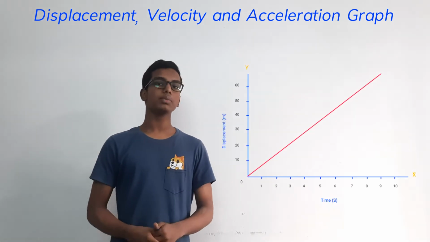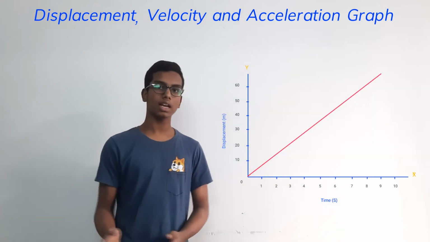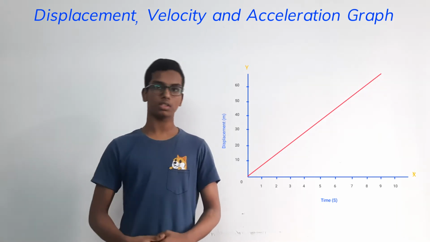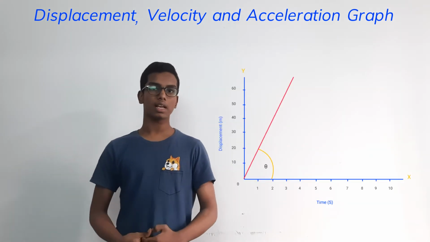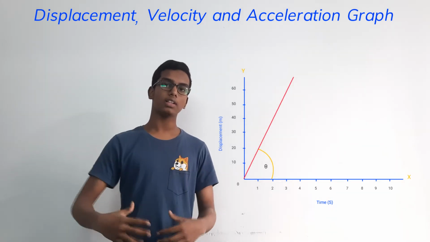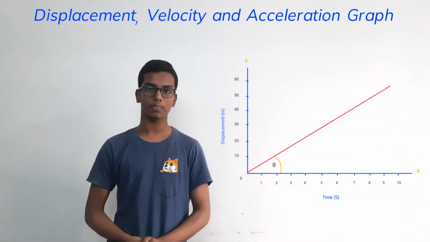If you see a displacement time graph that has a slanting line to the time axis, it means that the body is moving in a uniform velocity. The angle between the x-axis and the line gives us the information about whether the body is moving with a greater velocity or lower velocity.